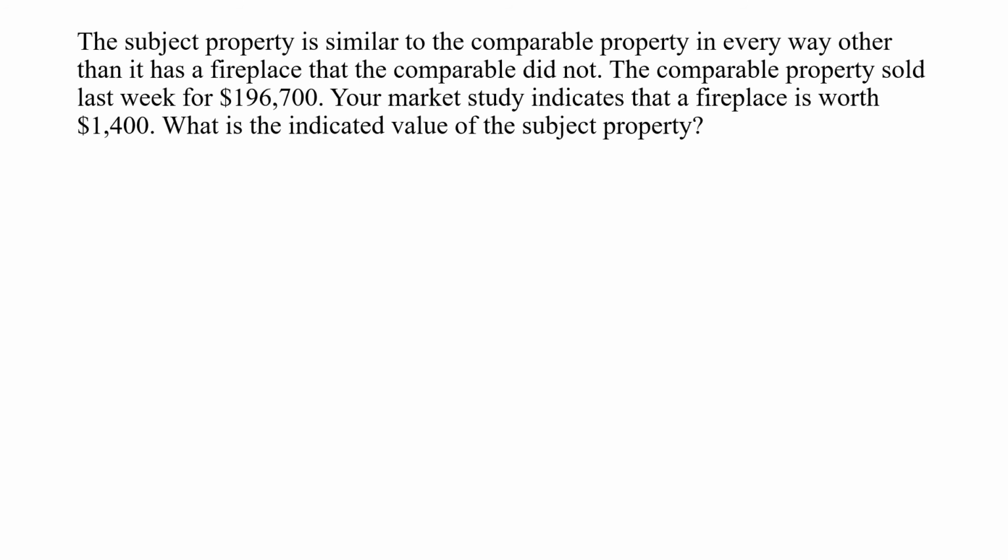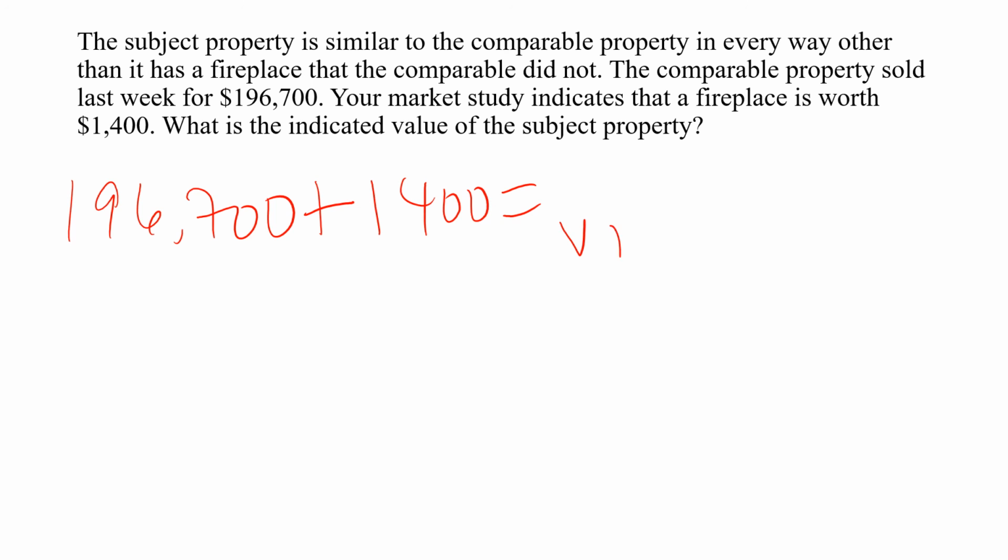The subject property is similar to the comparable property in every other way than it has a fireplace. So the subject has a fireplace. The comparable did not. The comparable sold for $196,700, and your market study indicates that a fireplace is worth $1,400. So let's add a fireplace to it to give a value of our subject property of $198,100. That concludes Module 9, which is the last of our modules.